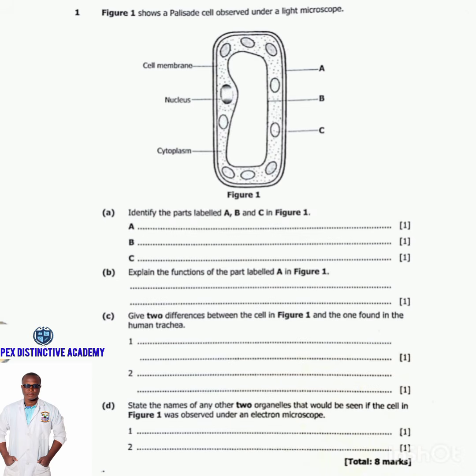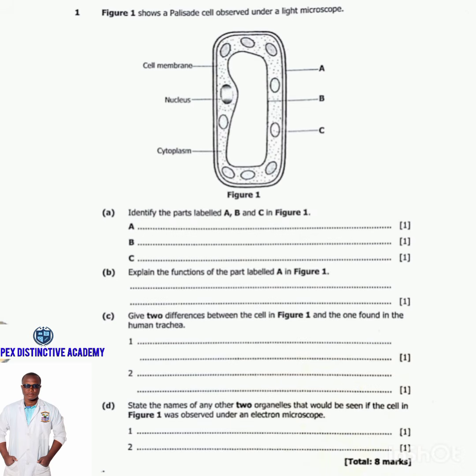Okay, so we know the differences, right? One, a plant cell has a cell wall, while an animal cell has no cell wall. Two, a plant cell has a vacuole, while an animal cell has no vacuole. Three, a plant cell has chloroplast, while an animal cell has no chloroplast. And four, we know that a plant cell has a regular shape, while an animal cell has an irregular shape. So this is what they basically want us to talk about.